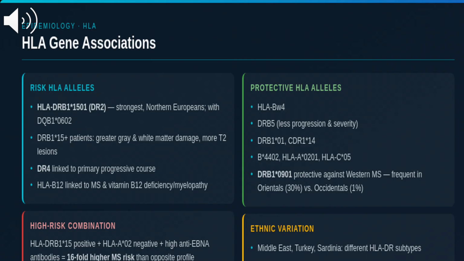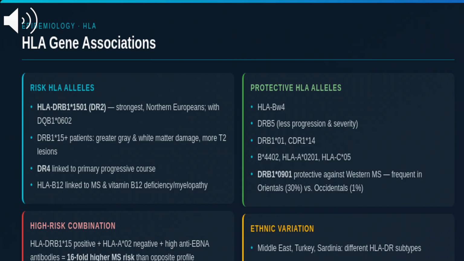DR4 deserves mention as it is specifically linked to a primary progressive disease course, suggesting it may predispose to the oligodendroglial subtype of MS rather than the inflammatory T-cell subtype. The risk combination of HLA-DRB1*15 positive with HLA-A02 negative in the presence of high anti-EBNA antibody titers confers 16 times higher MS risk than the opposite profile. This three-way interaction beautifully illustrates how genetics and environmental exposure combine multiplicatively rather than additively in determining disease risk.